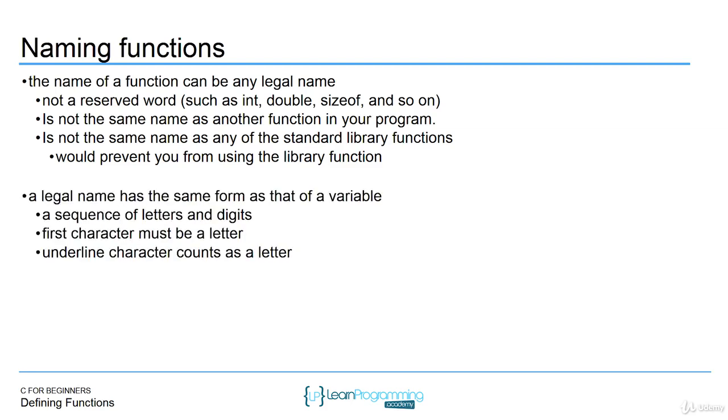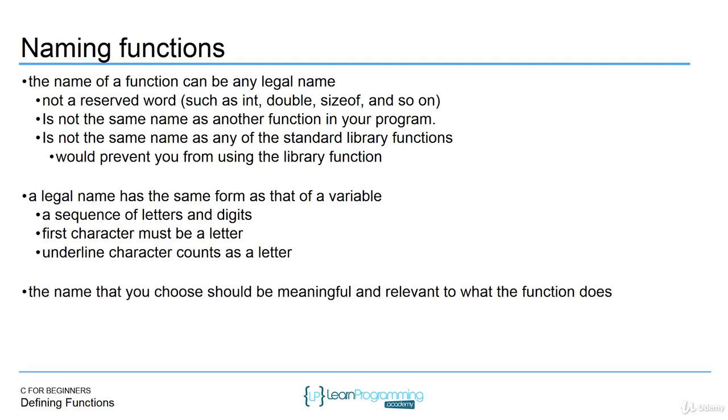A legal name is the same as for a variable: a sequence of letters and digits to start off. The first character has to be a letter, and the letter can be an underscore. You can't start off function names with numbers or any kind of weird characters. The name that you choose should be meaningful and relevant to what the function does. I said this already. I'm repeating it for emphasis. Meaningful names are very important.